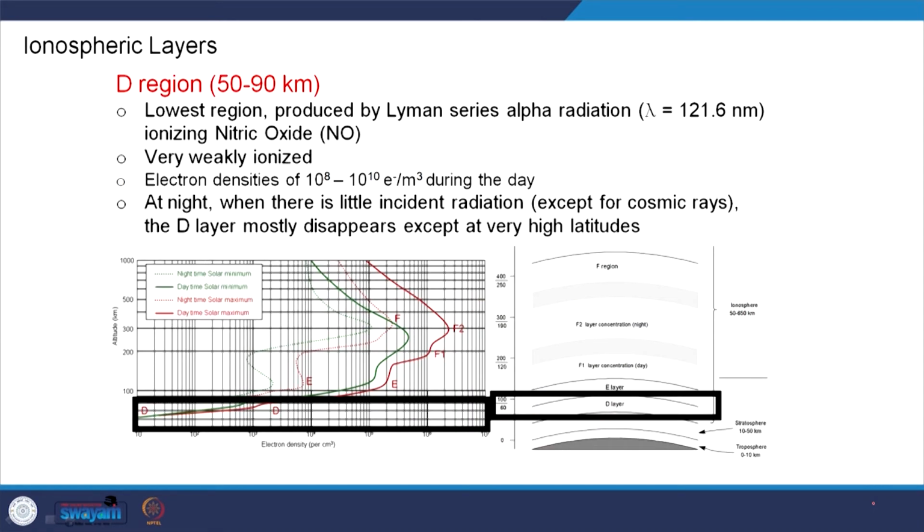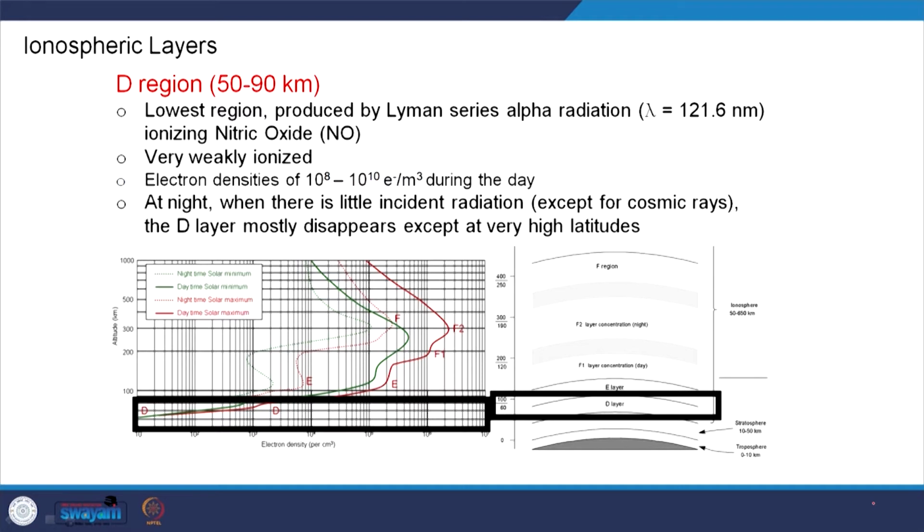Now what we will do is look at the various ionospheric layers in full detail. We have seen that ionospheric layers are 4 mainly D, E, F1 and F2, and the structure of these layers has also been discussed already. The bottommost layer is called the D layer or D region, which extends from 50 to 90 kilometers in the atmosphere. This is the lowest region.